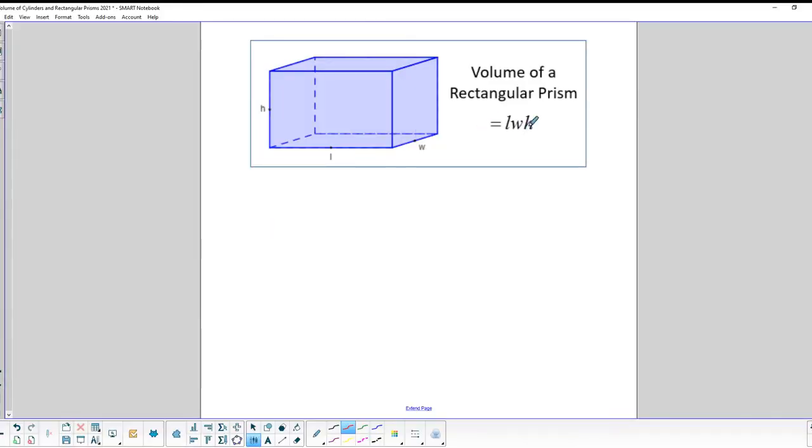I want you to remember from 7th grade that when you were finding the volume of what we call a rectangular prism, all you had to do is multiply the length times the width times the height. And when we did the length times the width, that's basically finding the area of the bottom of the prism, length times width. Once you find the area of that bottom, then you multiply it by how tall it is, and you get the volume. So length times width times height.